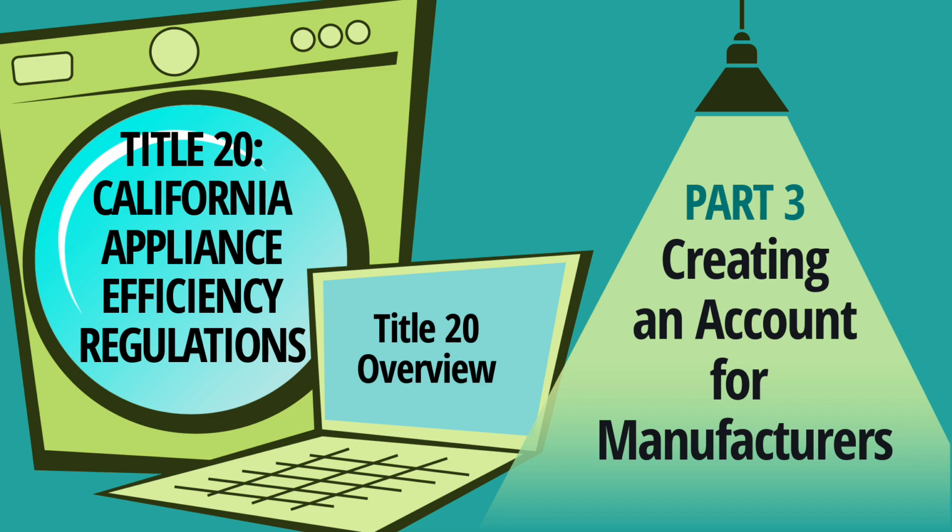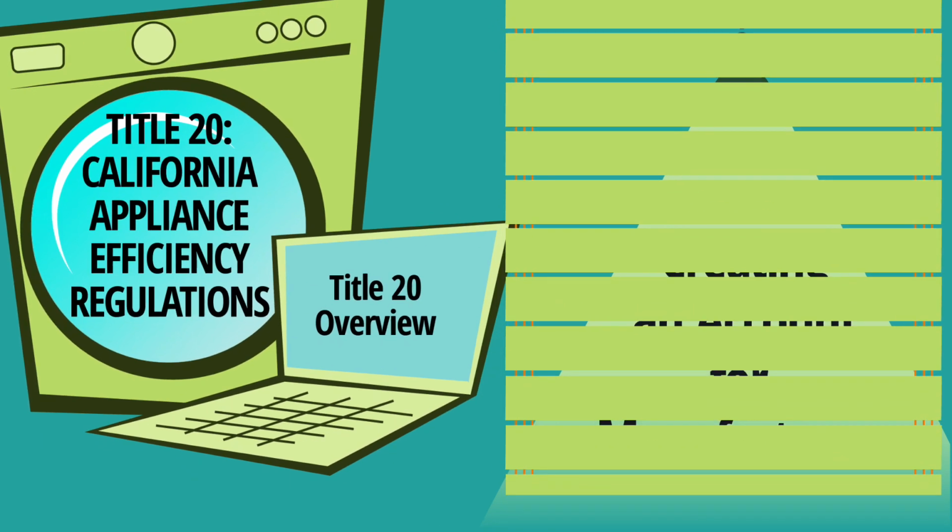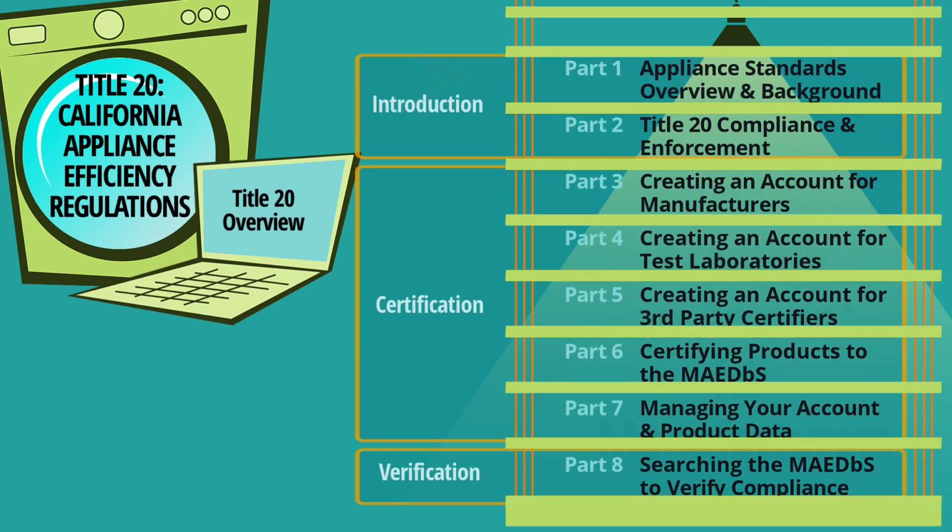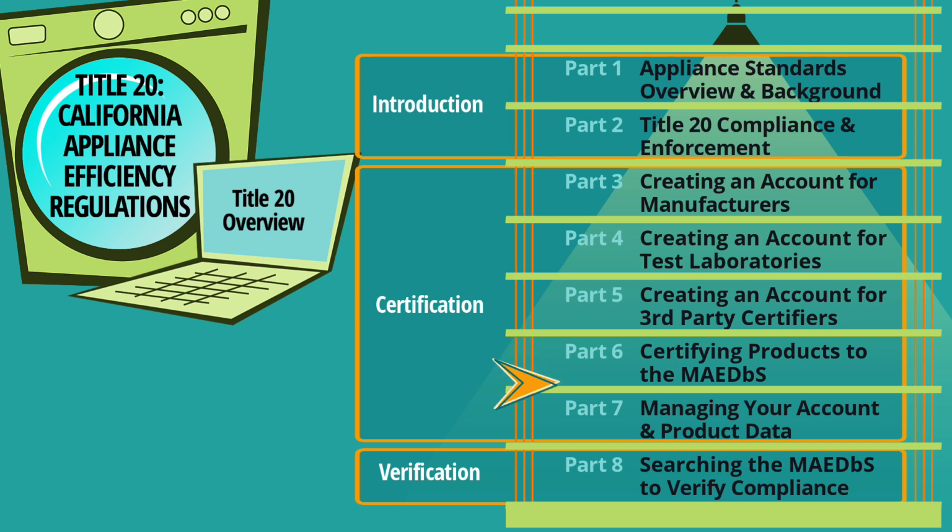Welcome to Part 3 of the Energy Code ACE Title 20 Compliance Training Series. There's a total of 8 videos in the series focusing on an introductory overview of key aspects of the appliance efficiency regulations, what you need to know and do to certify products so they comply with the regulations, and how to verify that specific products comply. So be sure to check out the parts that apply to you.